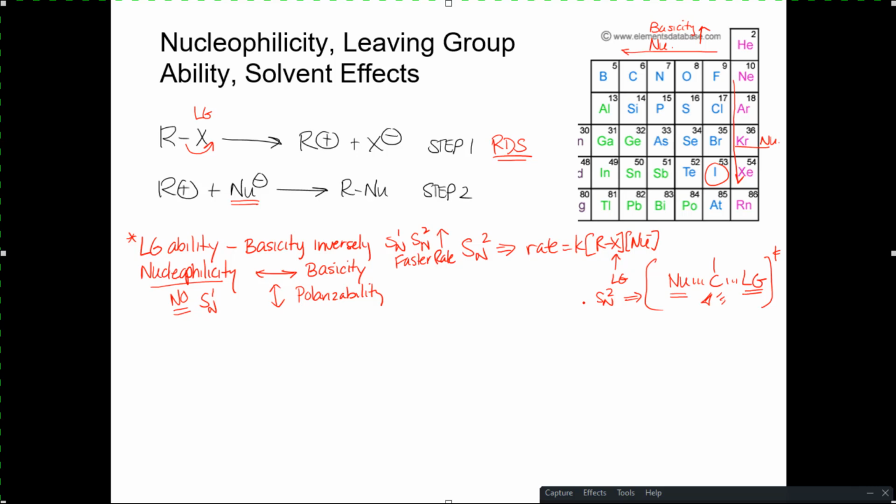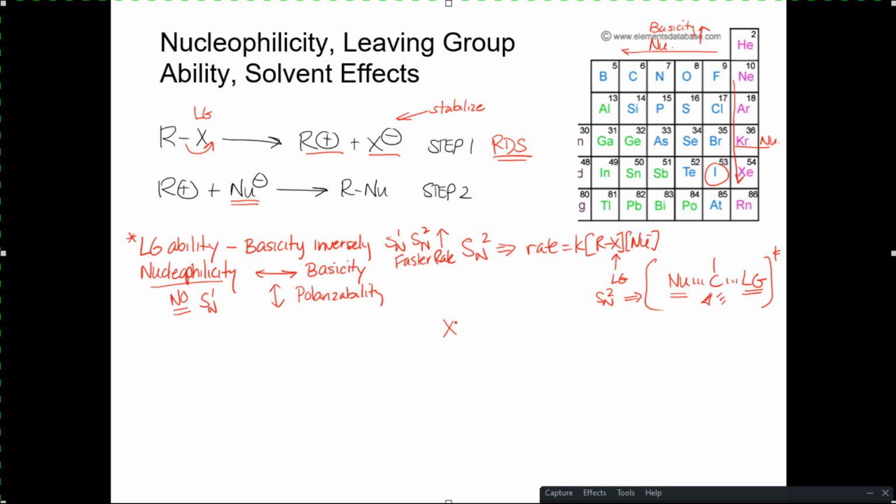Now let's deal with solvent effects. How would the solvent affect step 1, the rate determining step? Well, in this rate determining step, I'm going to break the carbon-halogen bond and form a carbocation and the halide ion. Now, what's going to make this reaction go faster? If I can stabilize these ions. So what kind of solvent is going to stabilize these ions the best?